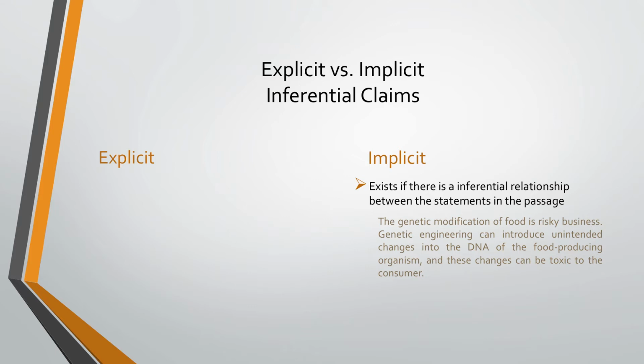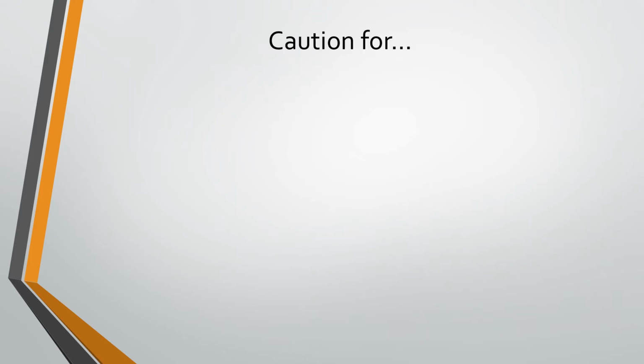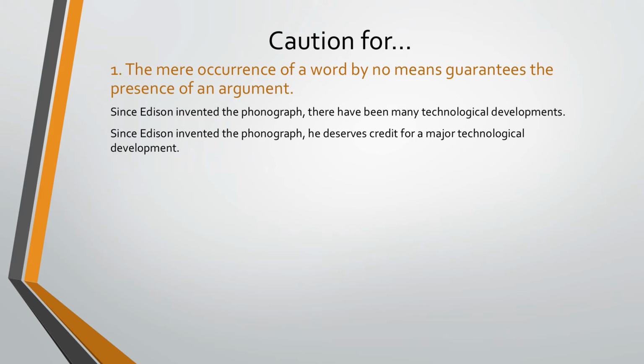In deciding whether there is a claim that evidence supports or implies something, keep an eye out for indicator words and the presence of an inferential relationship between the statements. In connection with these points, however, there is a word of caution. First, the mere occurrence of an indicator word by no means guarantees the presence of an argument. For example, consider the following passages.